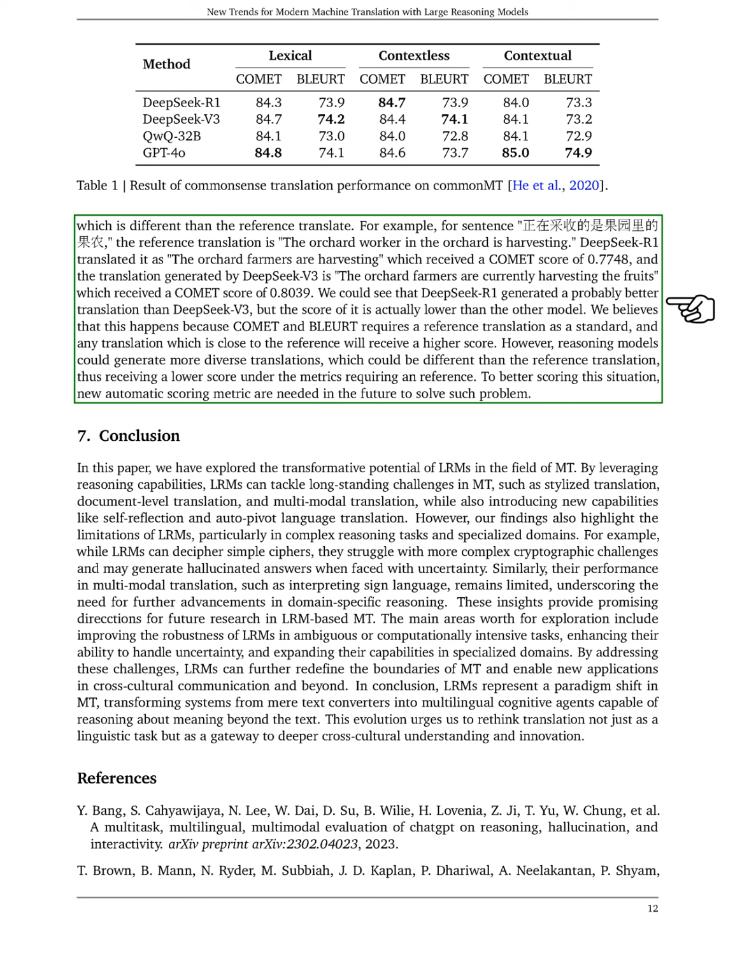We believe this discrepancy arises because COMET and BLEURT rely on reference translations for scoring, which can disadvantage reasoning models that produce more varied outputs. To address this issue, we suggest that future work should develop new automatic scoring metrics that can better evaluate such situations.